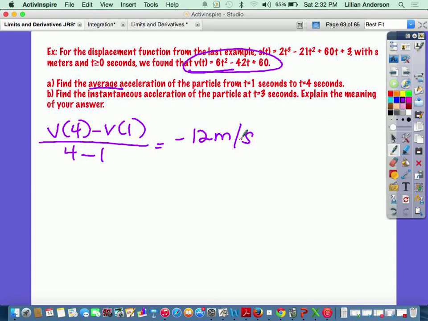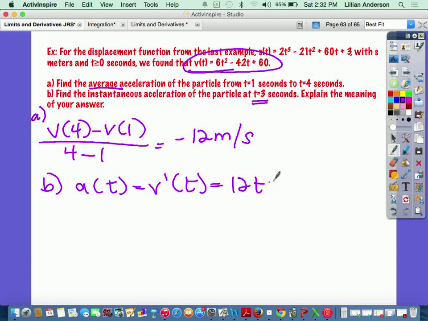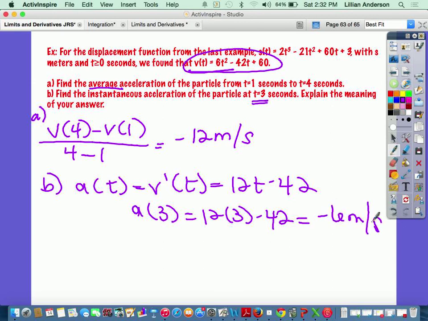Now to find the instantaneous acceleration, remember, instantaneous means derivative. So I'm going to take the derivative of my velocity function, and then I'm going to figure out what the instantaneous acceleration is when t equals 3. The derivative of my velocity function is going to be 12t minus 42. So when I plug in 3, I'm going to get an instantaneous acceleration of negative 6 meters per second.